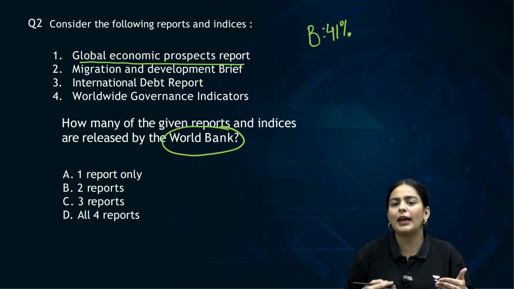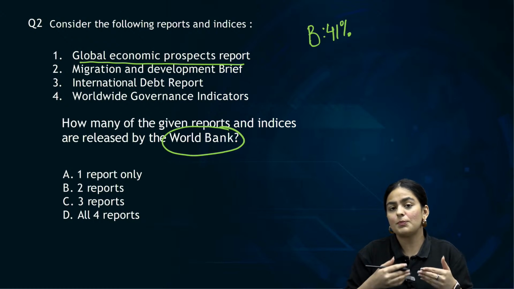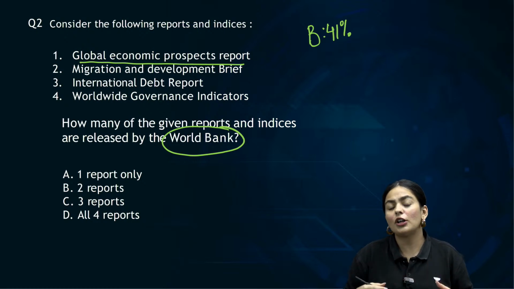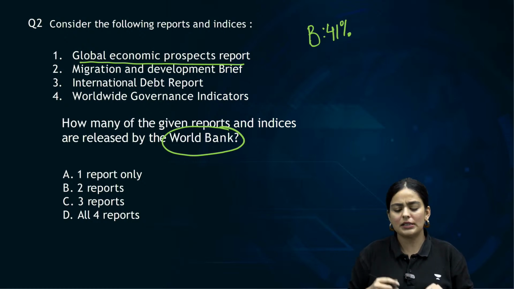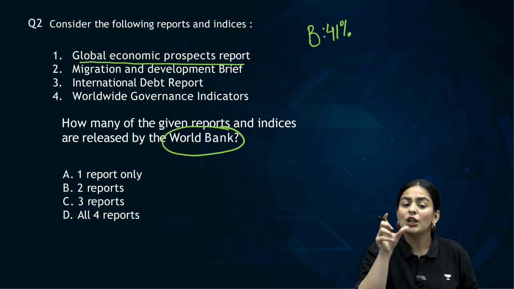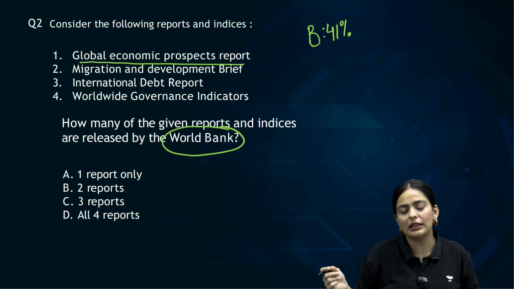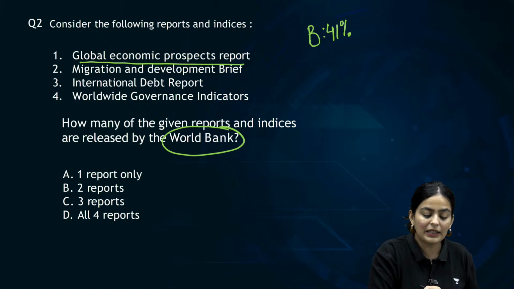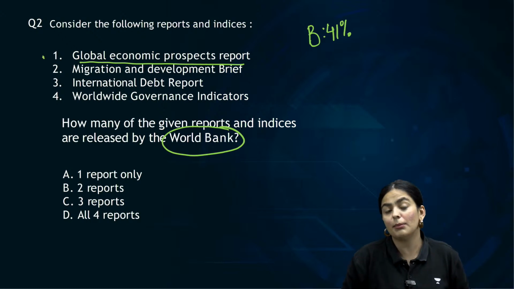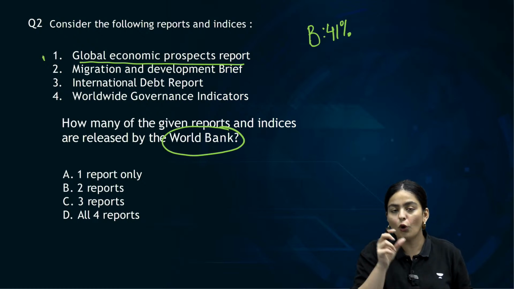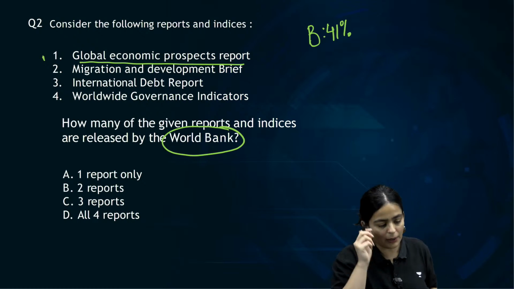It is a simple analysis of how the global economy is prospering or is declining. What are the challenges that the global economy is facing, and those are the considerations of this particular report. Don't have to get into a lot of details, just have to know who it is released by. So Global Economic Prospects Report is World Bank. Please remember that it is not IMF. It is possible that you get confused.